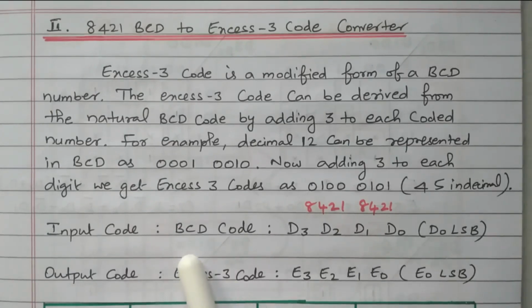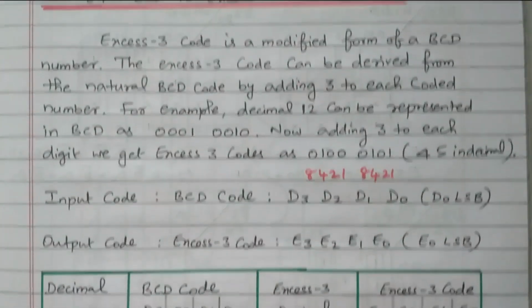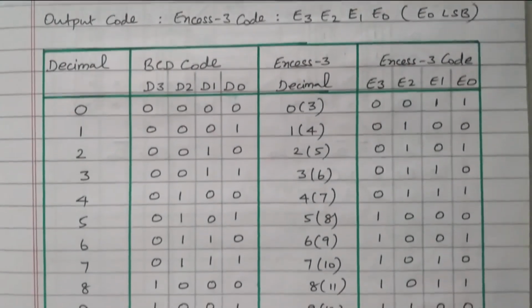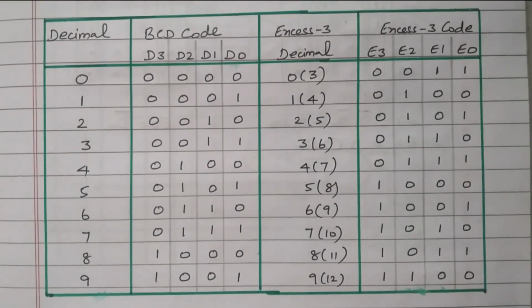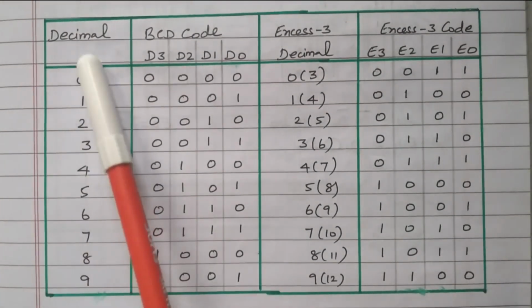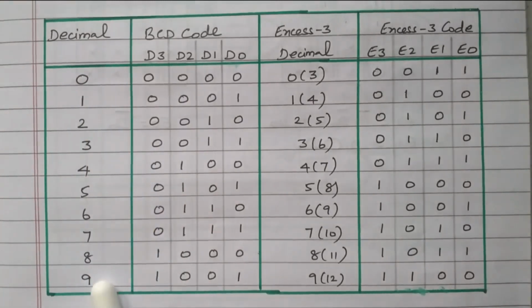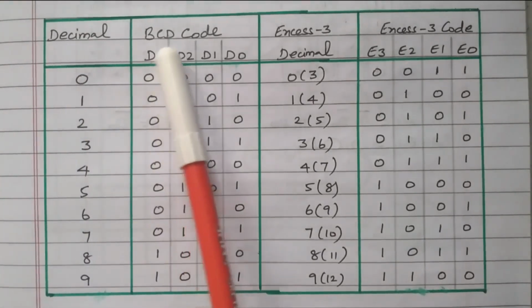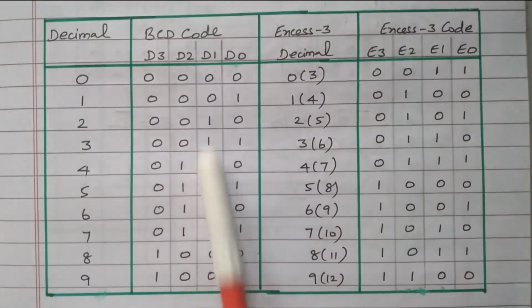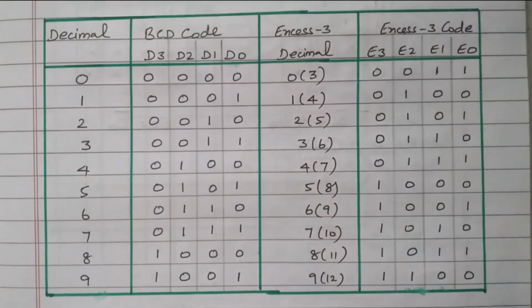So now we have assigned the input code and output code. The input code is represented by D. The output code is represented by E. Now we'll see the truth table so that we can develop the logical expression. From that we can develop the logic circuit. Now we'll go to the truth table. So this is the decimal equivalent 0 to 9, which is represented by the BCD code. So this is the input. This is the output. Right.